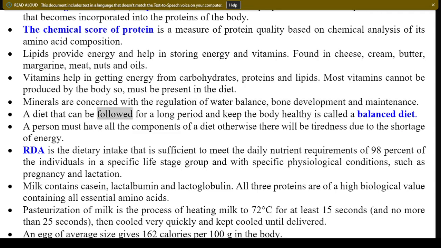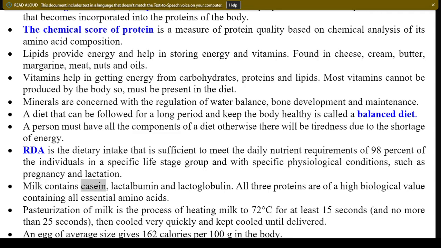A diet that can be followed for a long period and keep the body healthy is called a balanced diet. A person must have all the components of a diet, otherwise there will be tiredness due to the shortage of energy. RDA is the dietary intake that is sufficient to meet the daily nutrient requirements of 98% of the individuals in a specific life stage group and with specific physiological conditions, such as pregnancy and lactation.